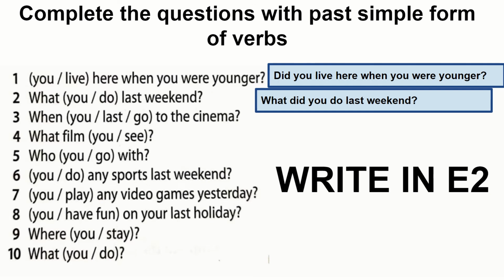Okay, let's look at example number one. Did you live here when you were younger? Okay, so you ask the question. Did you live here when you were younger? Same as just now, the verb needs to be in the original form, the base form. Did you live here? No ed, no past tense, okay? Because did is already past tense. Did you live here when you were younger? Number two. So, okay, you know already, yeah? Just add did.